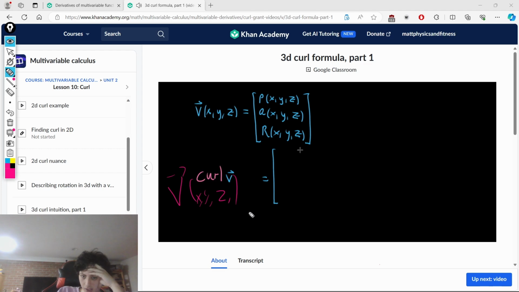And if that doesn't quite jive, maybe go check out the video on how to represent rotation with a vector. So what you have to think about here is something that takes as its input a three-dimensional point, x, y, and z, and what it outputs is a three-dimensional vector describing the rotation.